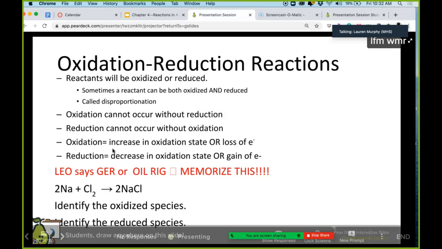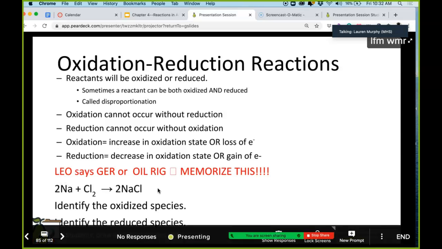The way that I teach kids to remember what oxidation means and what reduction means is these mnemonic devices. So LEO says GER: losing electrons is oxidation, gaining electrons is reduction. So that's one way to remember it. You have to know what's being oxidized and what's being reduced. The other way, this is just a different way: OIL RIG, oxidation is losing, reduction is gaining. Either one you choose is fine with me, but definitely remember one of them so you know how to identify who's oxidized and who's reduced.